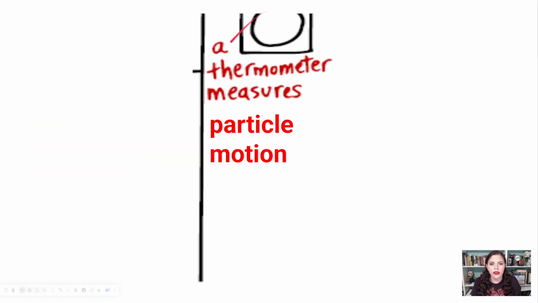A thermometer measures particle motion. We talked about how excited they are, and that's what a thermometer does. The thermometer has a little bulb at the bottom, and particles bounce and hit the little bulb. If something is cold, they're not bouncing as much, so the alcohol doesn't rise as much. If they're really excited and it's really hot, they're bouncing around and hitting that little bulb a lot, causing the alcohol to rise up.